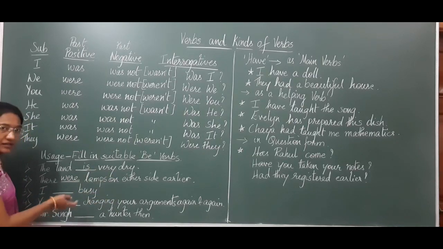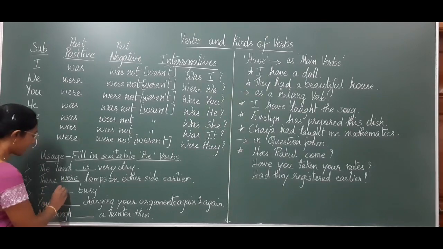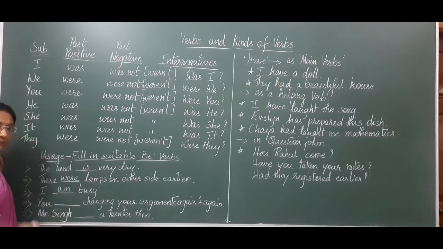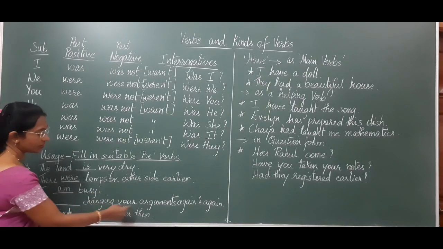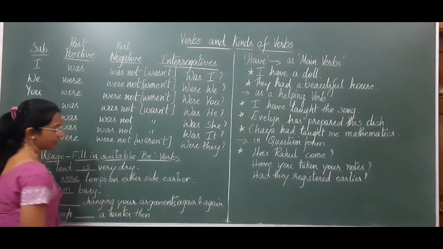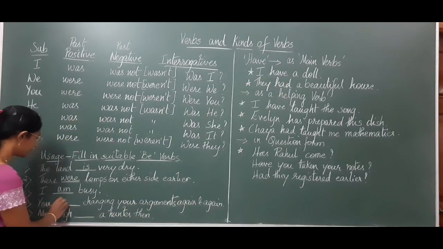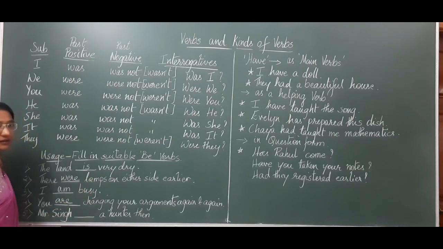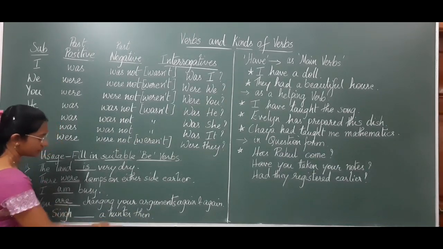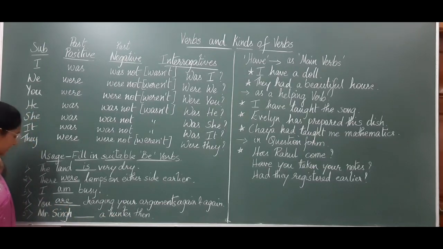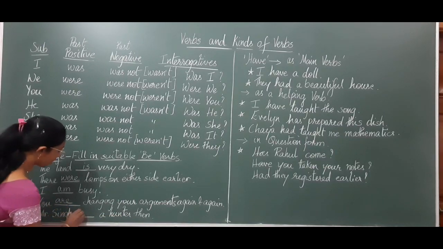I dash busy: if it is in present tense, I am busy. If it is past tense, I was busy. You dash changing your arguments again and again: if it is present tense, I use you are. If it is past tense, I use you were. Mr. Singh dash a hunter then. So then denotes past tense: Mr. Singh was.